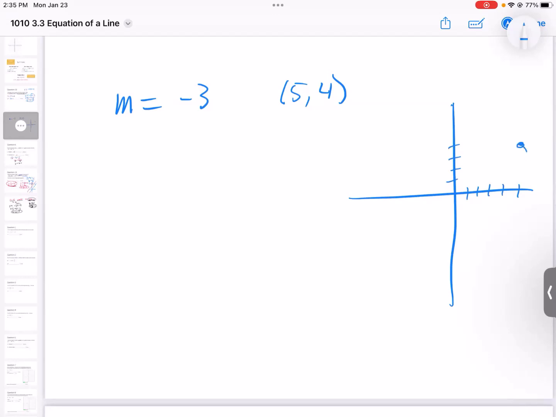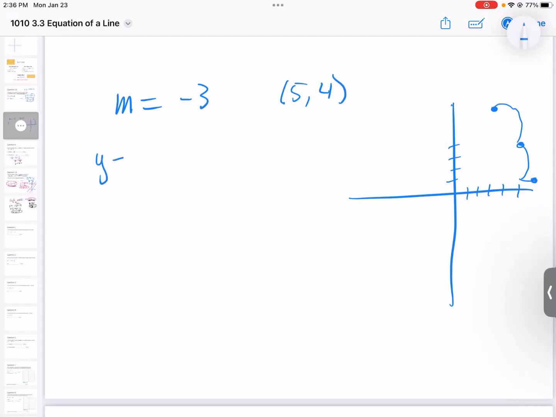Because you could go down 3 and over 1. Or you could also go up 3 and backwards 1. And if you kept on doing that, you would eventually see about where it's going to hit the y-axis. But it's not a super effective way to find out what the y-axis number should be. So a better way to do it would be to use point slope form.